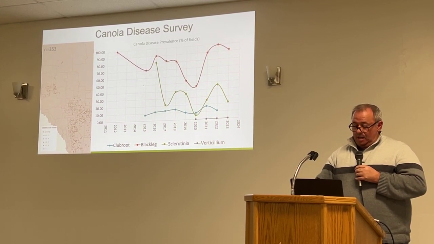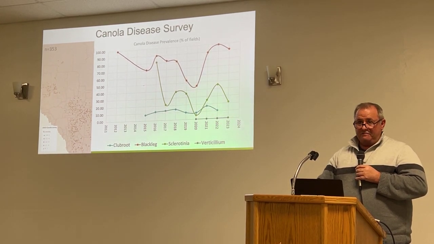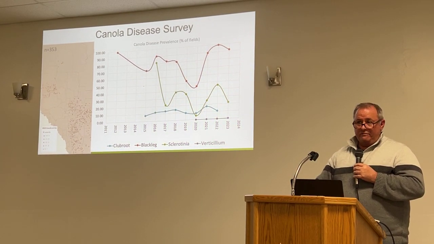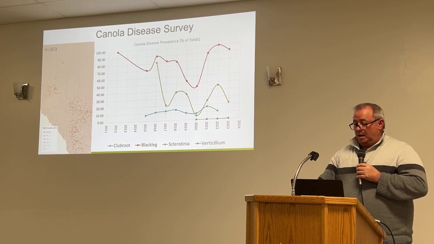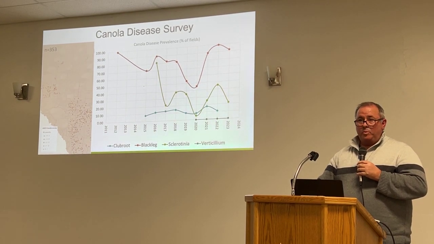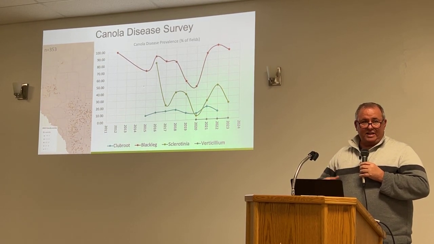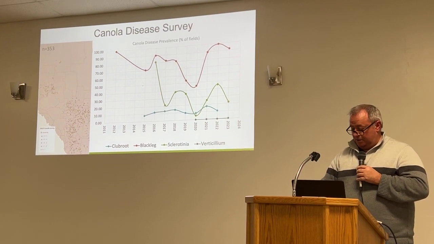Okay, you see that black line on the bottom for the last four years? That's verticillium. We haven't found it in our surveys yet until this year. So we had our first confirmation for verticillium in our survey. There's been other reports of verticillium in Alberta, but we just haven't picked it up in the survey yet until this year.